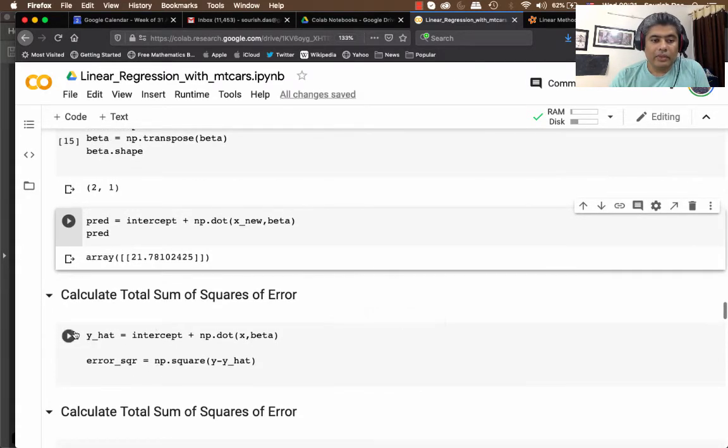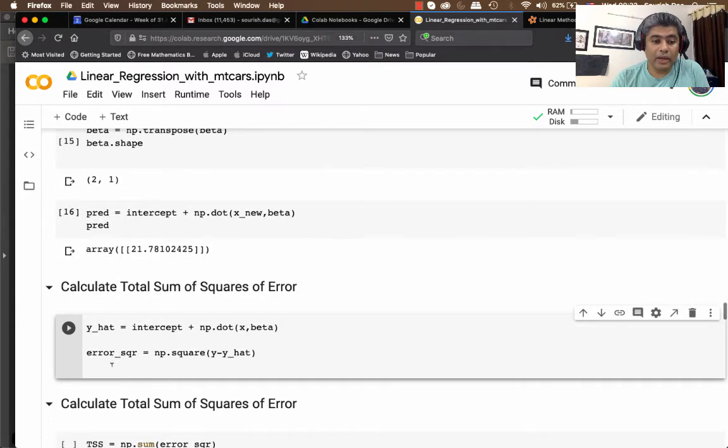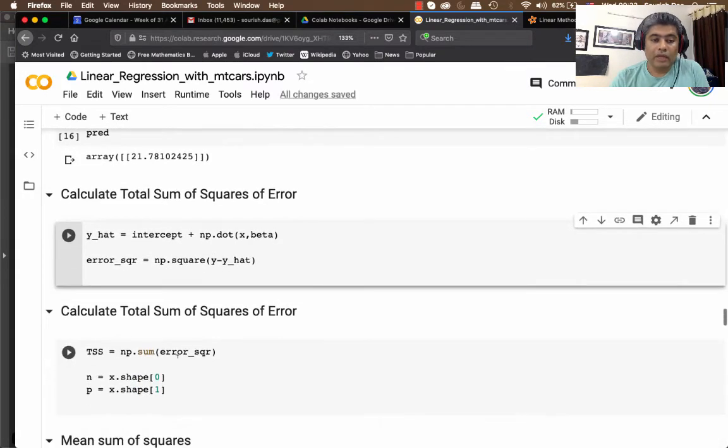So we can calculate the total sum of squares of error. First we compute y hat and then subtract the y hat from the y. This gives me the residuals, and we just square it up. So np stands for numpy. From the numpy library we call the square function and compute the squared error, and then we take the sum of it, and we get the total sum of squares.